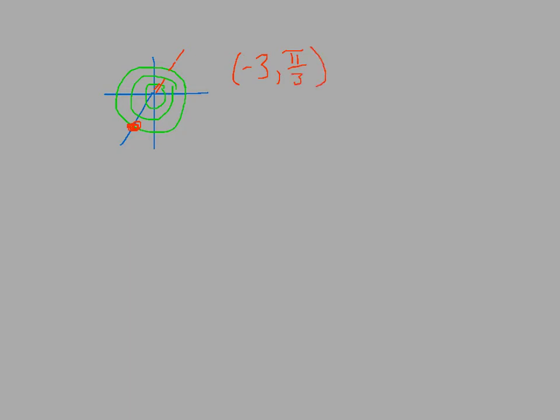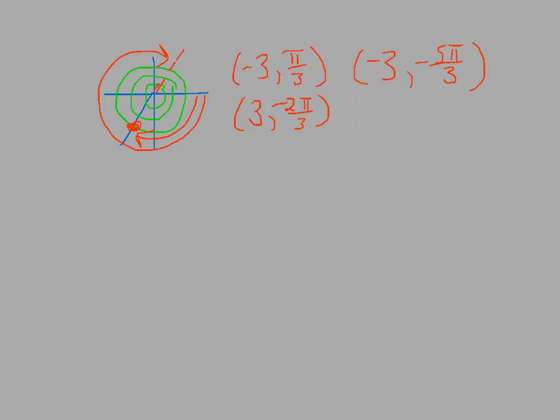We can also represent 4 pi over 3 as negative 2 pi over 3. So we can say that we went to the angle negative 2 pi over 3 and went forwards 3. We could also represent pi over 3 as negative 5 pi over 3. And we can say that we went to the angle negative 5 pi over 3, but went backwards. So we have negative 3, negative 5 pi over 3.